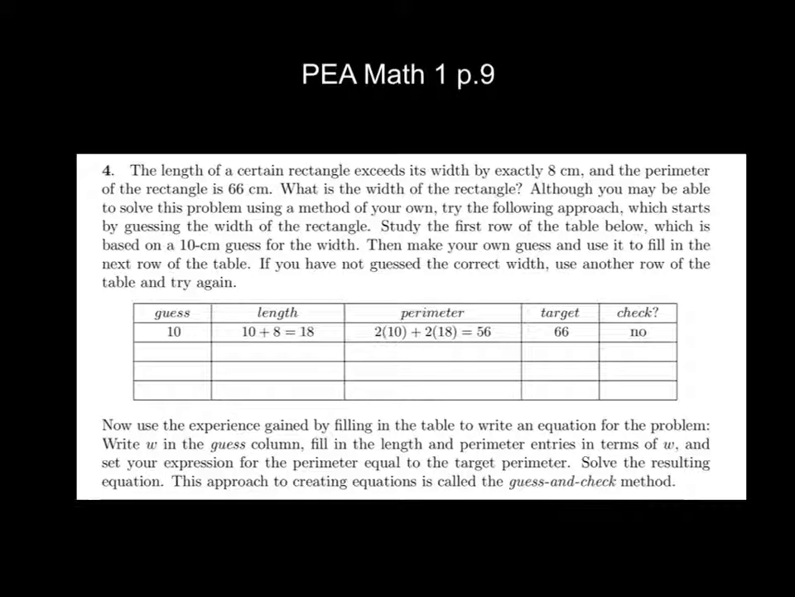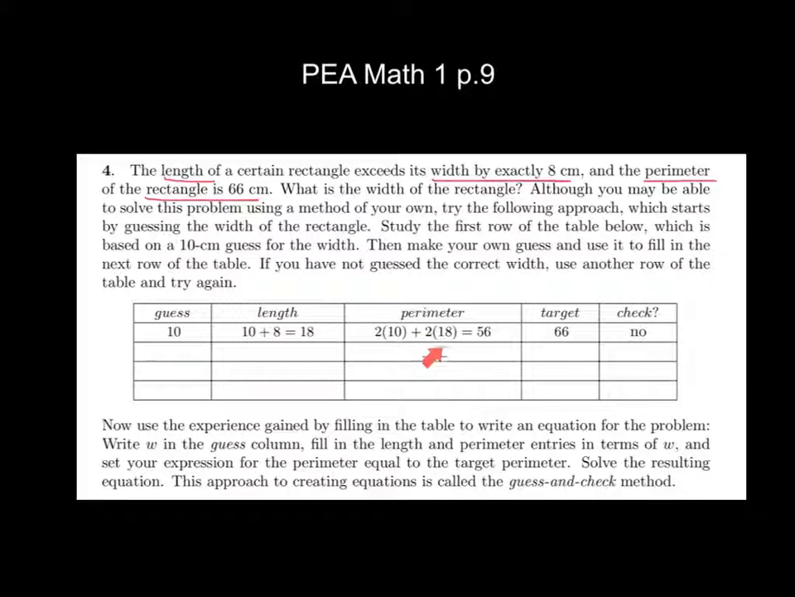We have a rectangle whose perimeter is 66, and the length exceeds its width by 8. So all they're doing here, they plug a guess of 10 in. That means that the length is going to be 8 more than that, or 18. Now your guess would be that your width is 10 and your length is 18.